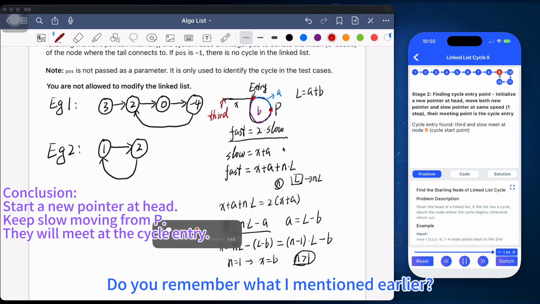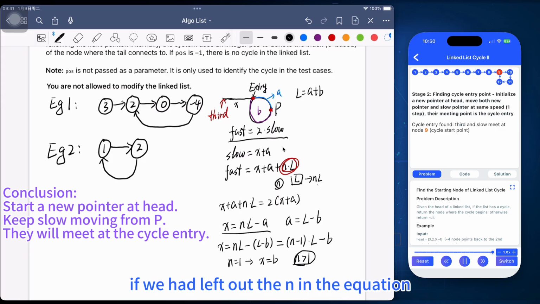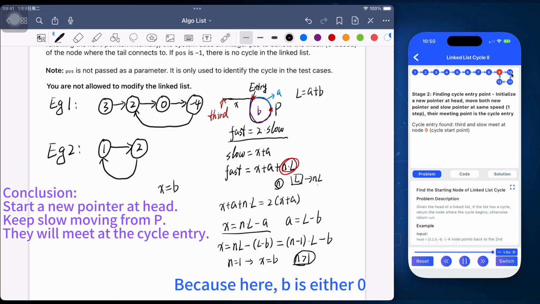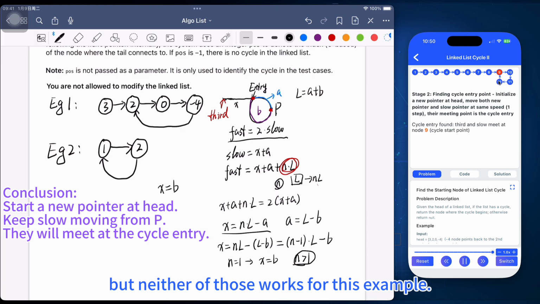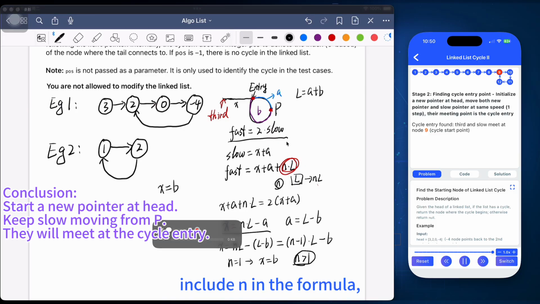Do you remember what I mentioned earlier? We need to pay attention to this nL. In this case, if we had omitted the n in the equation and we just use x equals b, then in this test case, the conclusion would fall apart. Because here b is either 0 or equal to L, which is 4, but neither of those works for this example. So this is exactly why we need to include n in the formula, as I said before.